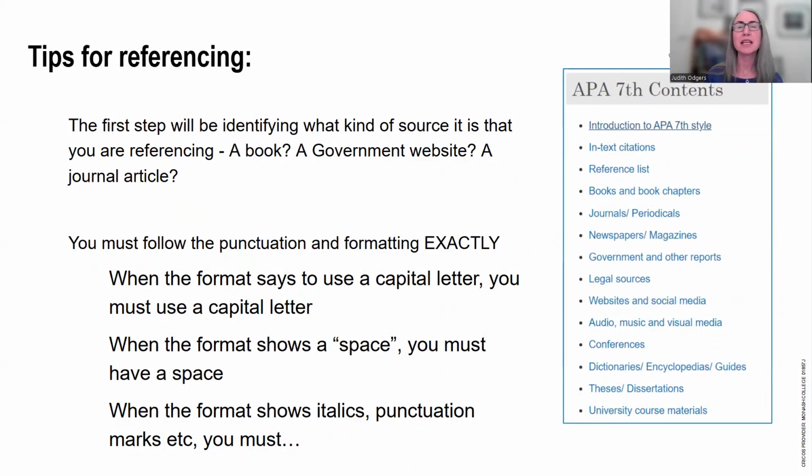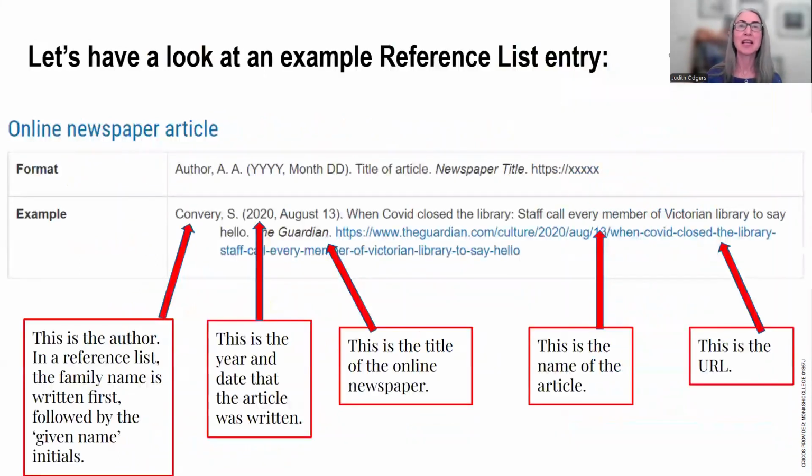When the format says to use a capital letter, you must use a capital letter. When the format shows a space, you must have a space. When the format shows italics or punctuation marks, you must, well, I think you get the idea. Let's have a look at an example reference list entry. If you clicked on online newspaper article on our referencing website, you would notice that it tells us the format and then gives an example.